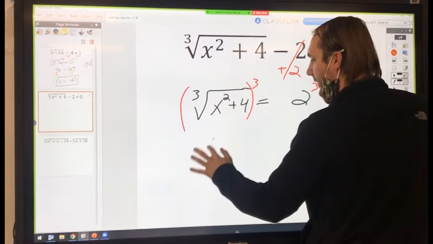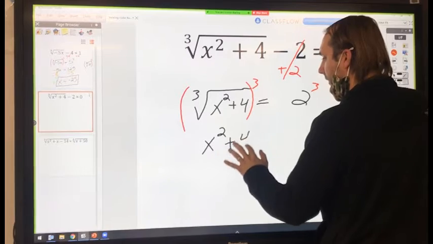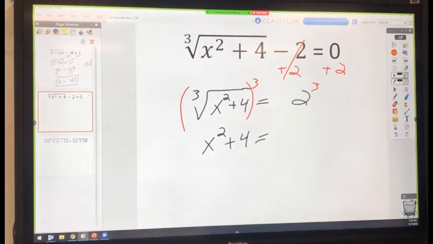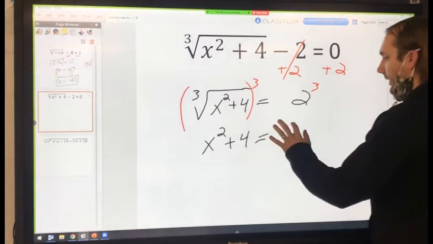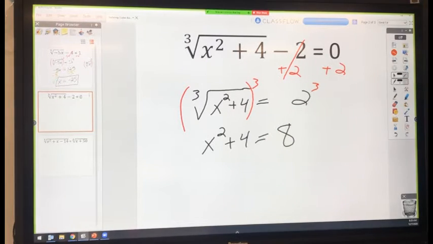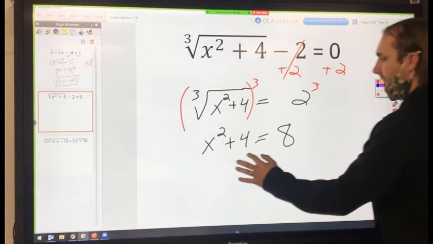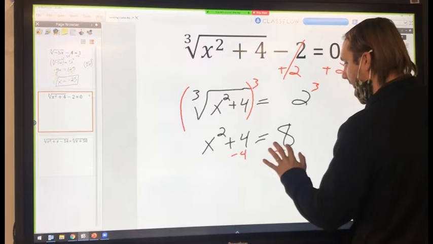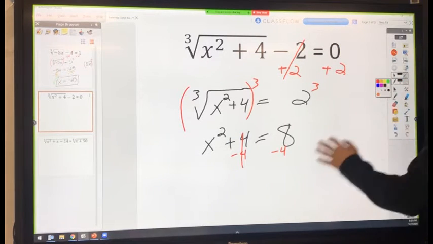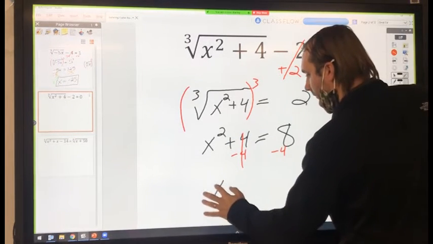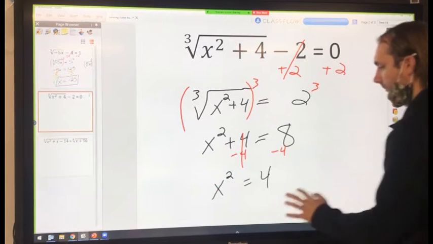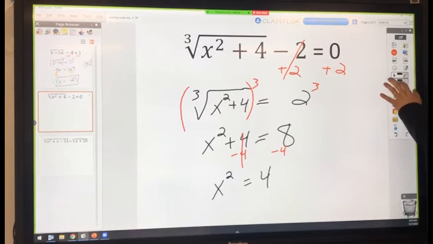That gives me x squared plus 4 equals, what's 2 cubed? 2 times 2 times 2 is 8. And it looks like I have a quadratic. There are several ways to solve this because it's a simple quadratic. Give me one method. Subtract 4 from both sides. That gives me x squared equals 4. Square root, very good.